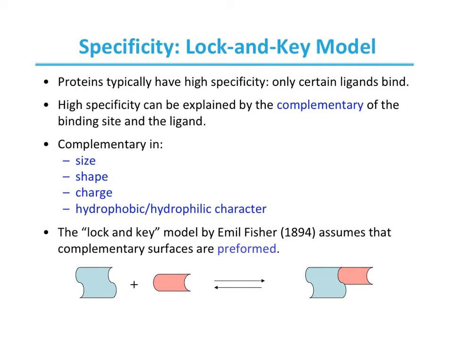Now back to some generalities about proteins binding to ligands. There is a lock and key model that was proposed by Emil Fischer back in the late 1800s, and he said that a protein and its ligand bind to each other like a lock and a key fit together. And only certain ligands bind, and that high specificity can be explained by the complementarity of the binding site and the ligand. Now this model assumed that the surfaces, the ligand and the protein, were pre-formed and ready to interact with each other. They were in the proper conformation at the outset.